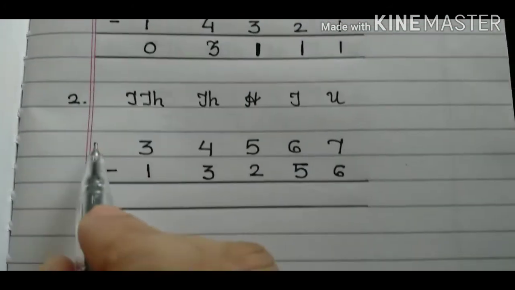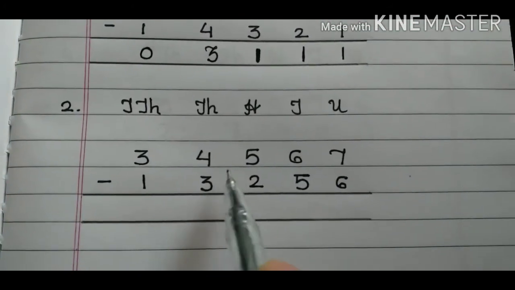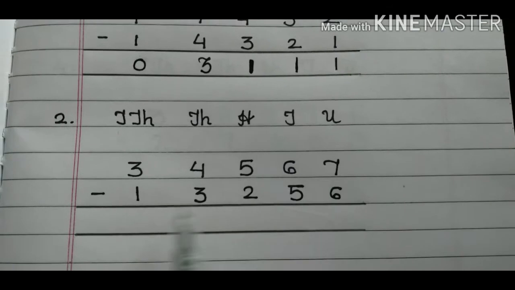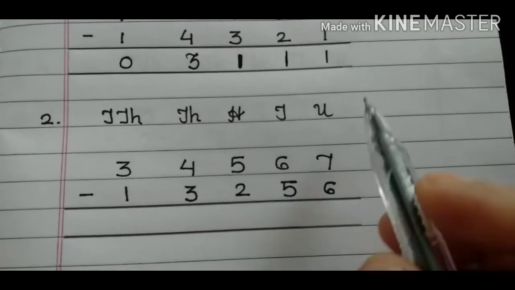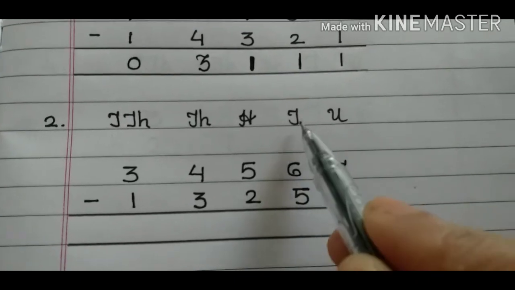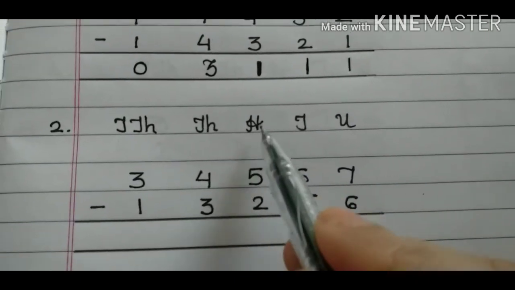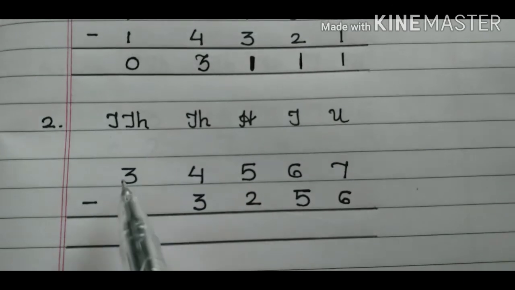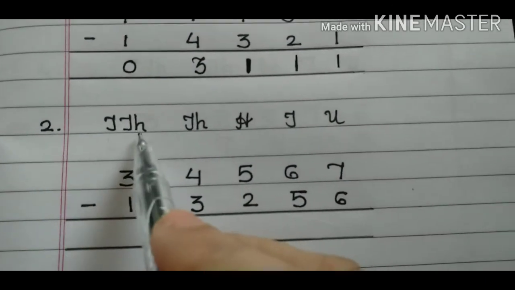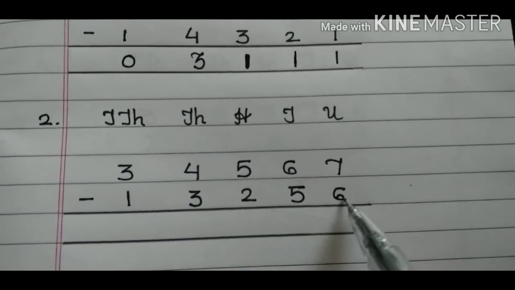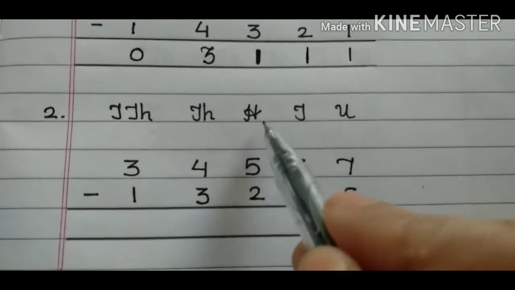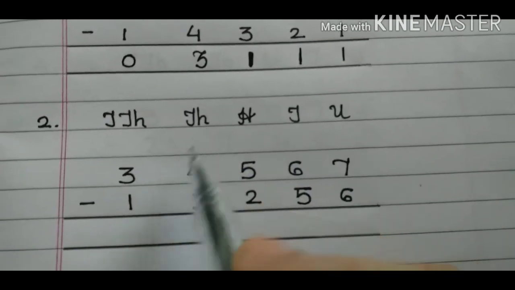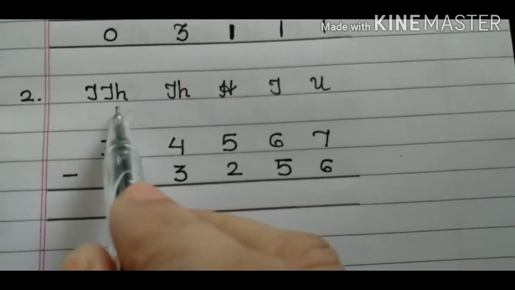Now see, our second question is 34,567 minus 13,256. 7 is in units place, 6 is in tens place, 5 is in hundreds place, 4 is in thousands place and 3 is in 10,000s place. And in the second number, 6 is in units place, 5 is in tens place, 2 is in hundreds place, 3 is in thousands place and 1 is in 10,000s place.